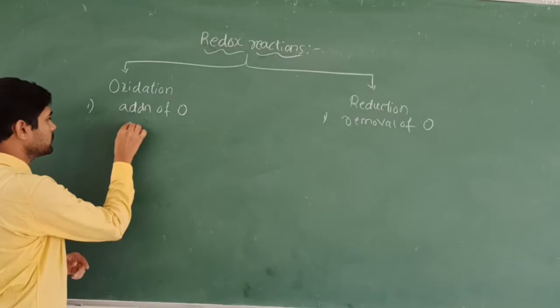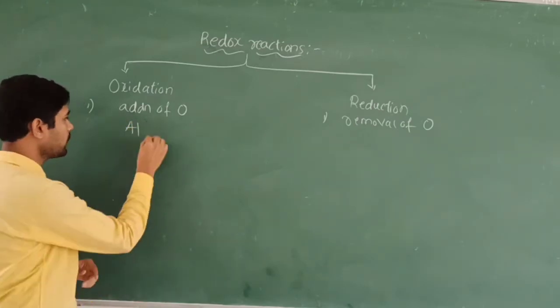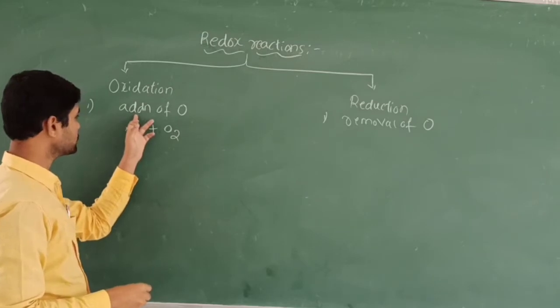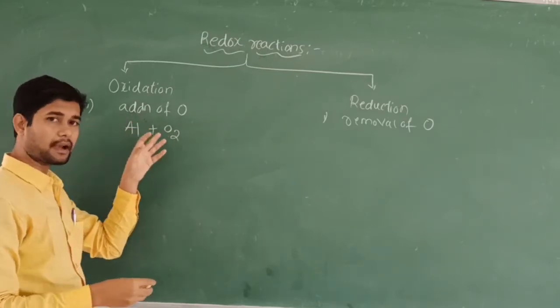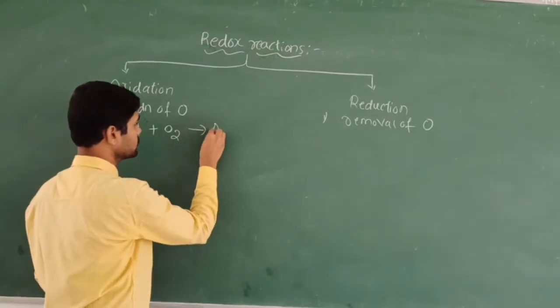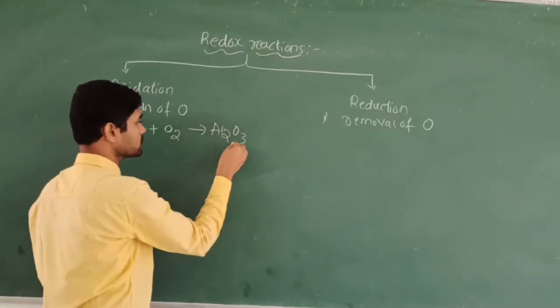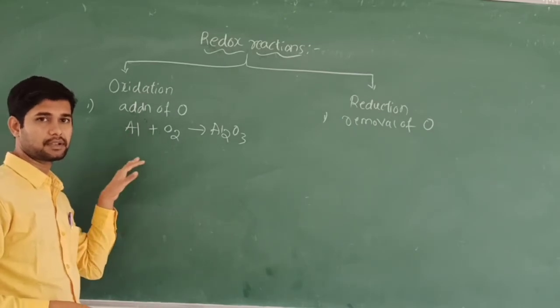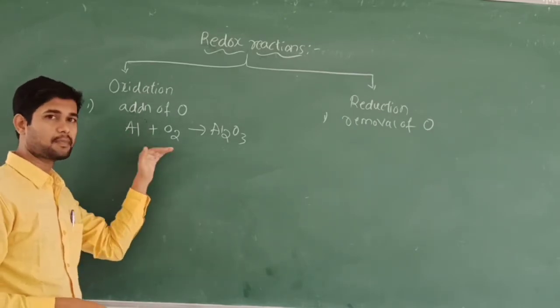First, I take the example of aluminum metal. I am going to add oxygen, because the definition tells addition of the oxygen. Now I am going to add oxygen molecules to the metal. What do we get here? That is called Al2O3. You should not look at the balancing form. Just understand the concept here, but do not worry about the balancing.